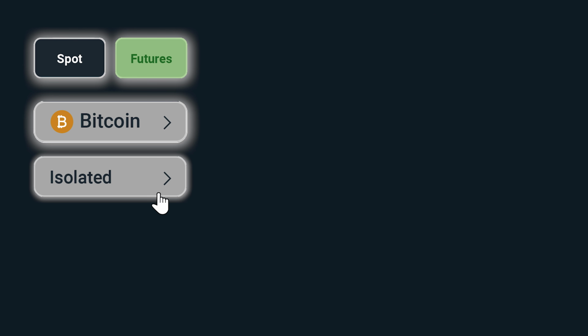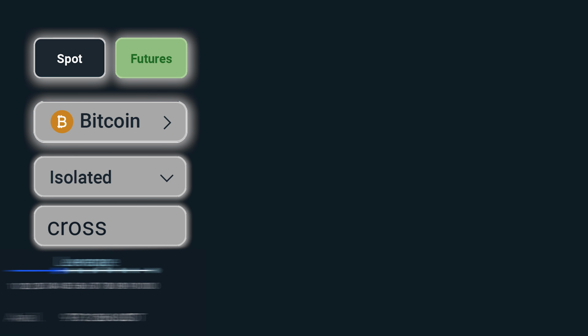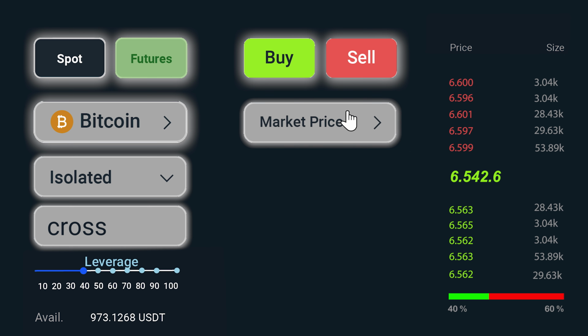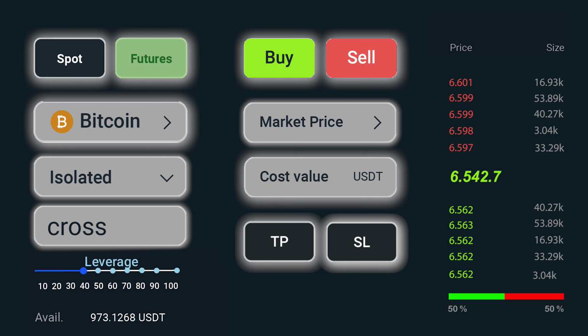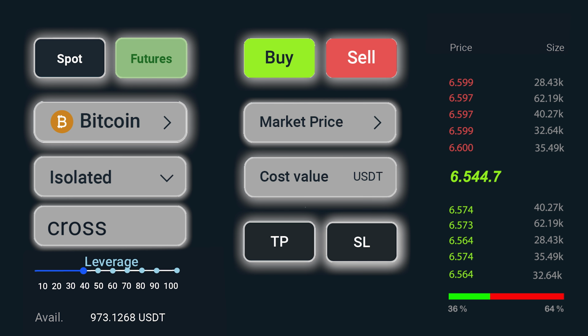Futures contracts allow you to trade with leverage, predicting the future price of an asset. Unlike spot trading, you are not buying or selling the underlying asset, but a contract that gives you an exposure to its price movement. To place a futures order, you'll choose the contract, set your leverage, and decide whether you want to go long, expecting the price to rise, or short, expecting the price to fall.